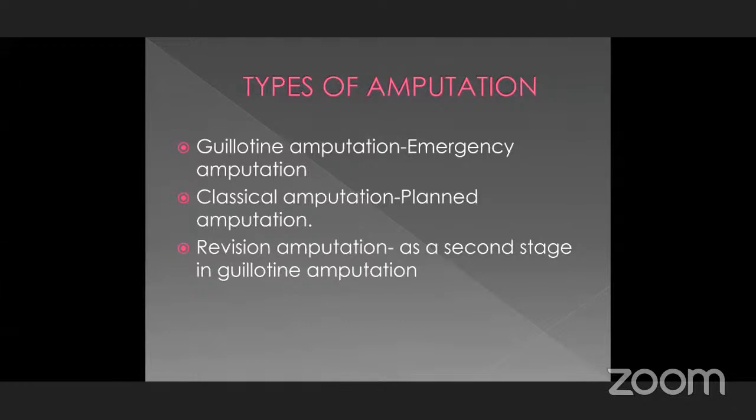So this is another type of amputation. And the third one is revision amputation. It is a second stage of amputation, and also for other planned amputations, because if after an amputation the end of the amputation is not satisfactory for the patient and also the doctor, the person who is already amputated goes for a second amputation to complete a satisfactory amputation. So that is called revision amputation.